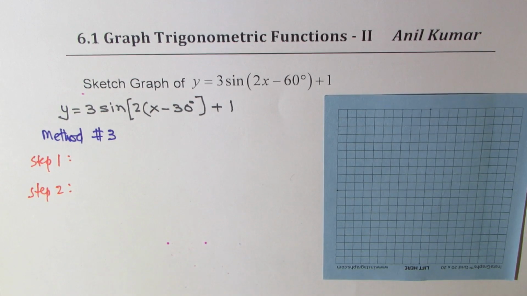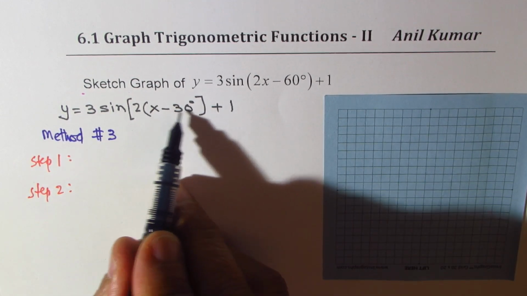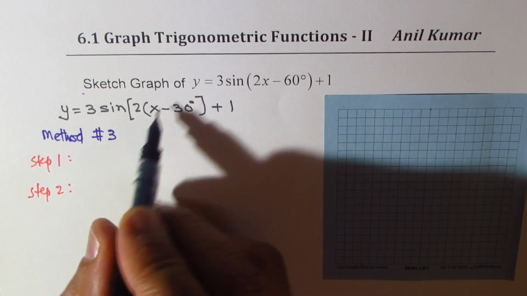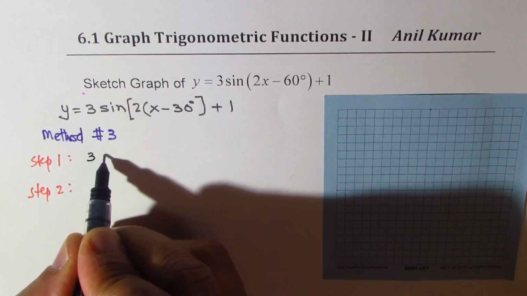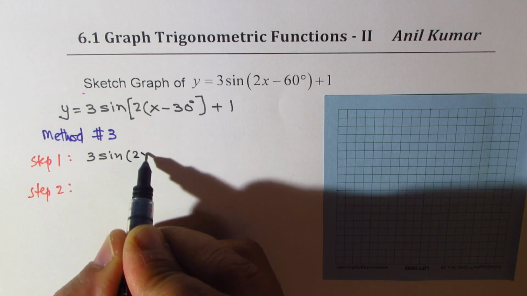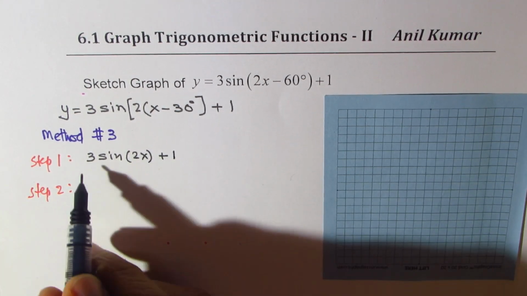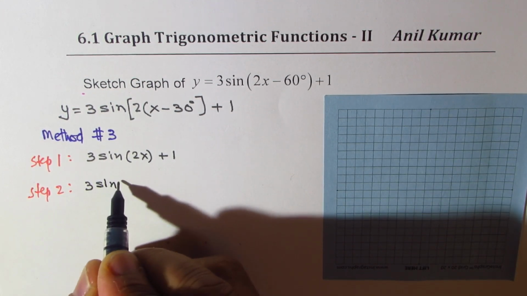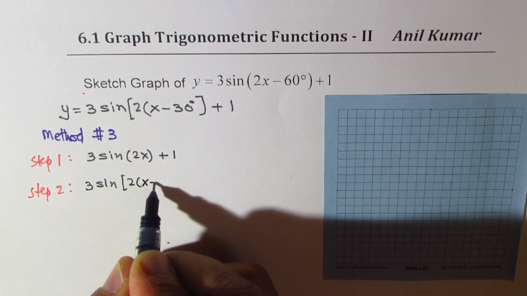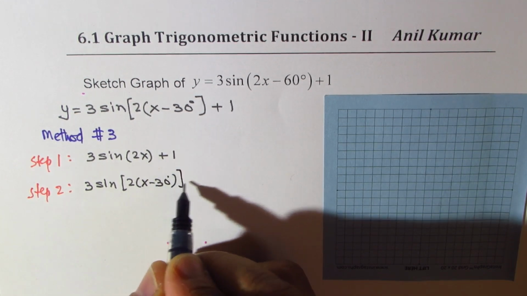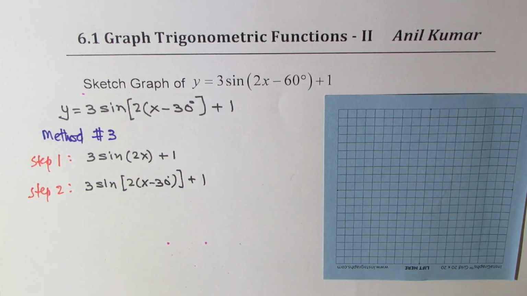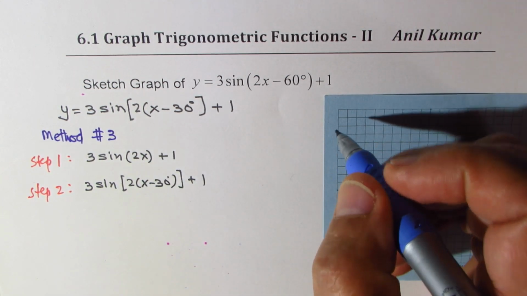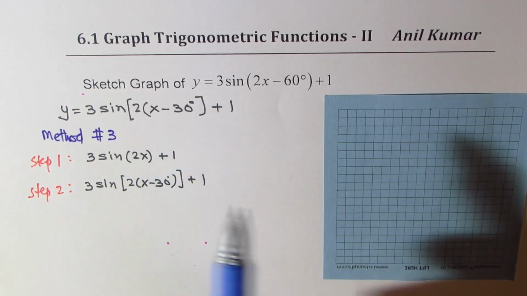In step 1, we'll sketch the function without this horizontal translation, that is phase shift. So we'll sketch 3 sine 2x plus 1. And in the second step, we'll include this transformation. So we'll sketch 3 sine 2 x minus 30 degrees plus 1. You get an idea, right? So let's do this. So we'll do 2 steps method. I'll show you one particular, so we are actually moving right by 30 units.